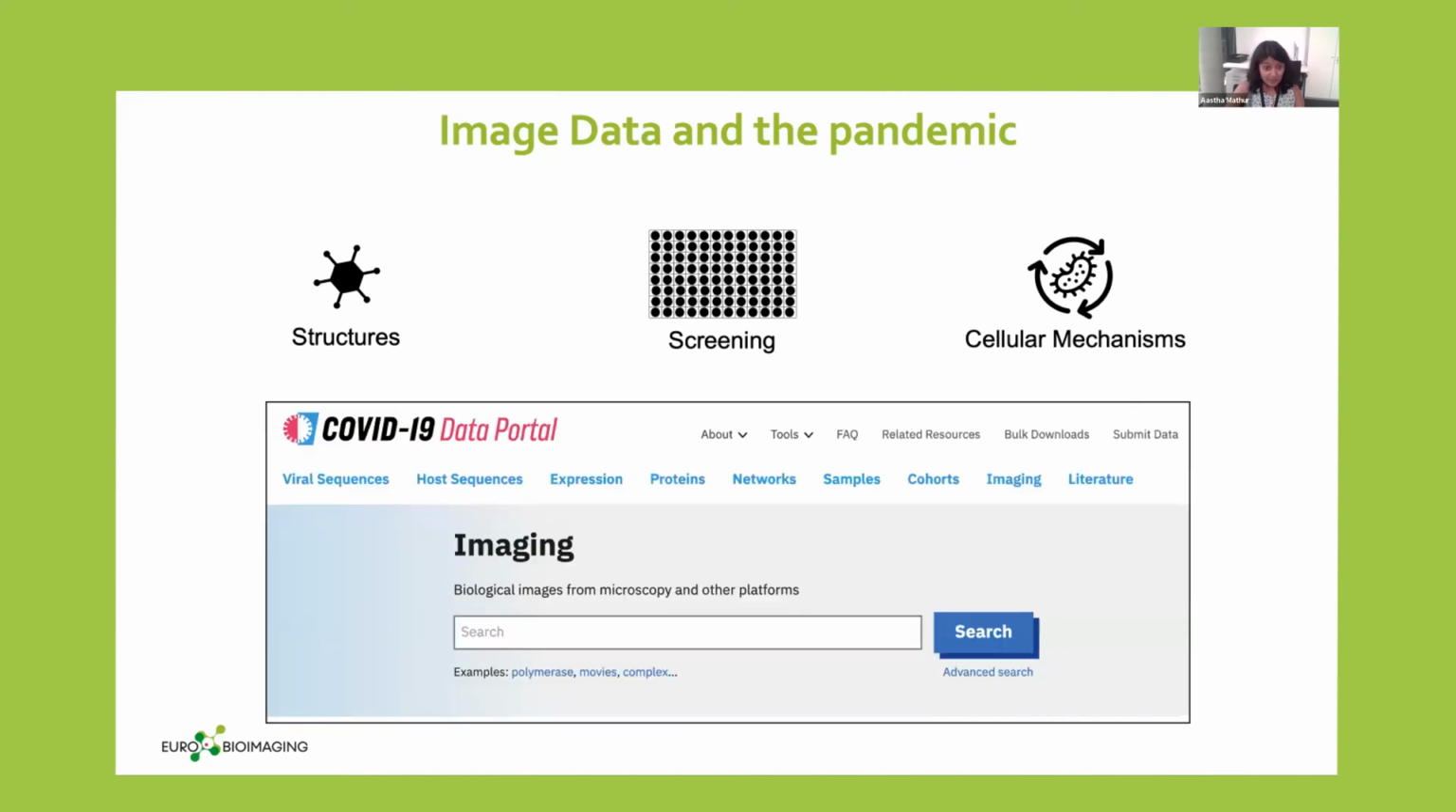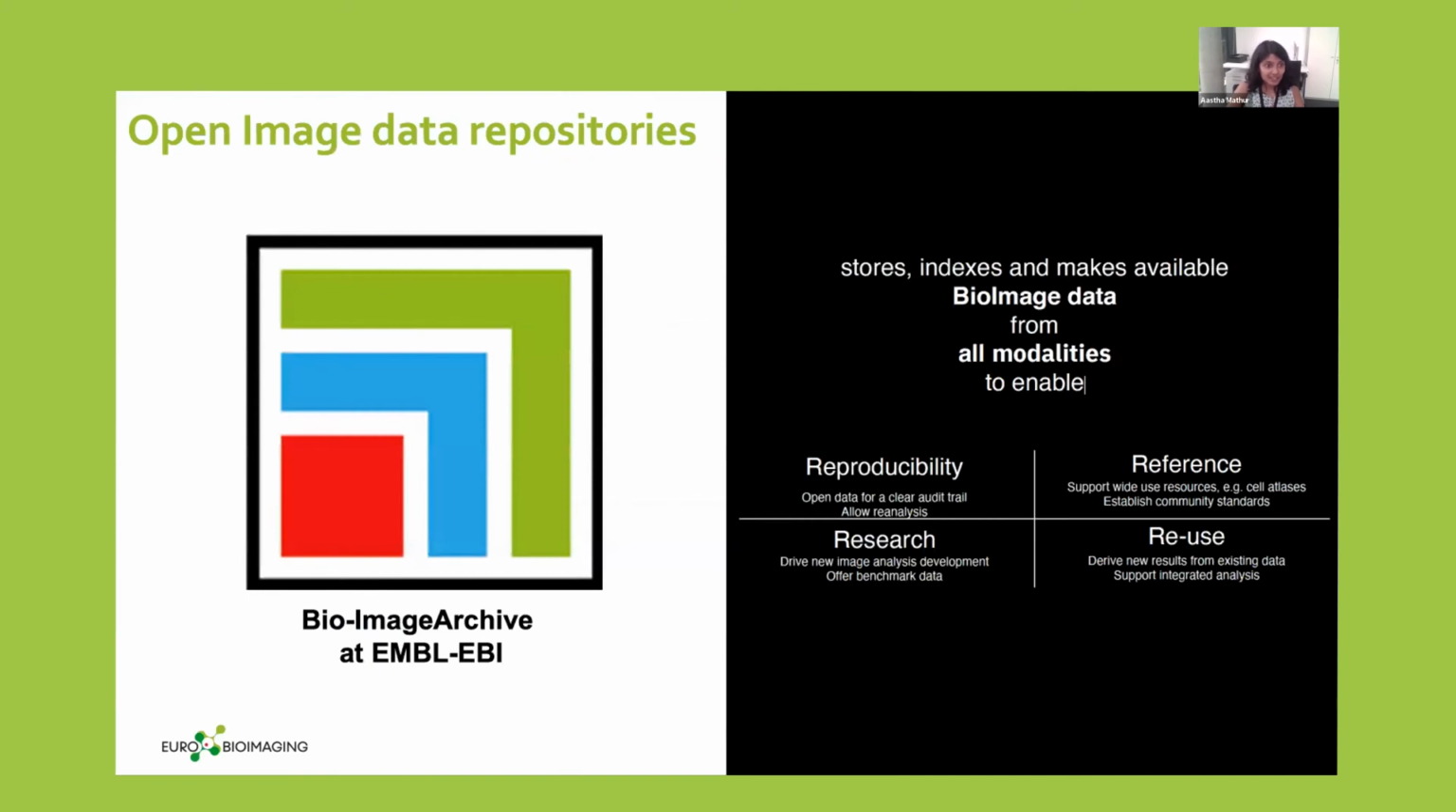And this is pretty much one of the reasons why imaging is an important data set that is included in the COVID-19 data portal. Now, as we've already talked about, for the data to eventually end up on the COVID-19 data portal, it first needs to go to one of the open image data repositories, the Bioimage Archive. The Bioimage Archive is hosted by the EMBL-EBI, and it's a general purpose data repository which stores, indexes, and makes available all different kinds of bioimage data from all modalities.